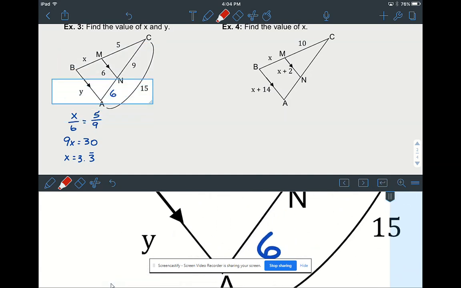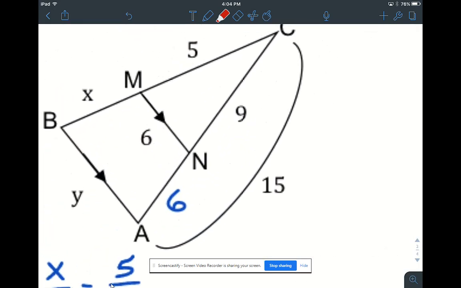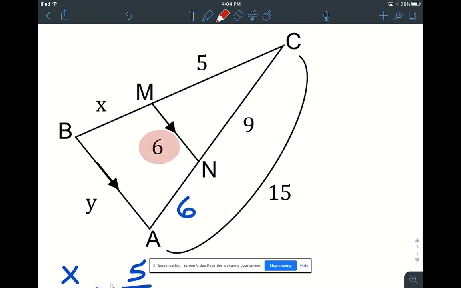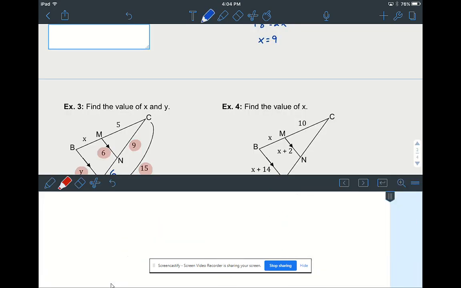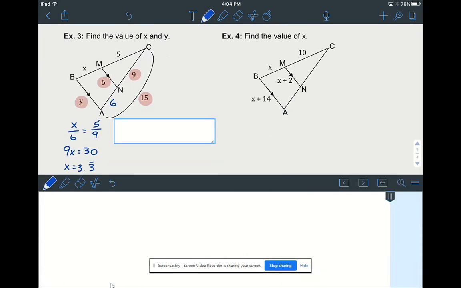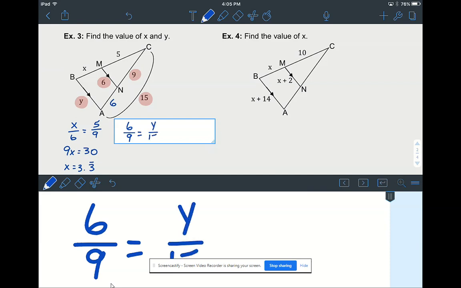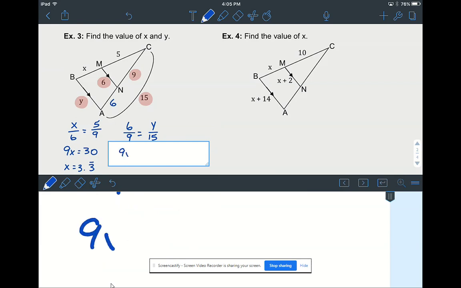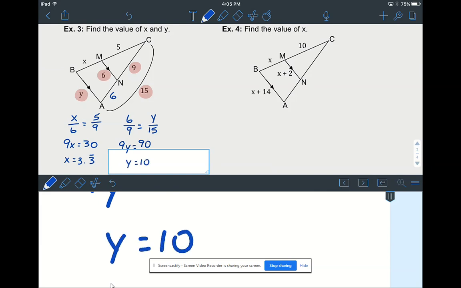So y is on a base. Whenever we're talking base, we have to go small base to small triangle side, and then big base to big triangle side. So whenever we set that up, it'll be small base 6 over small triangle side 9 equals big base y over big triangle side 15. Then we cross multiply, 9y equals 90. So y is going to equal 10.